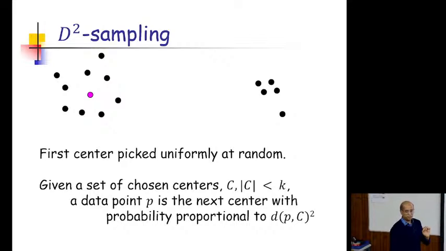So the probability that you pick a point as your next center is proportional to the distance squared from this point. Okay, so now after picking, you're likely to pick somebody from there. And the third one that you will pick will again be proportional to the distance from these 2 centers that you've already chosen, squared. So given a set of centers C, the next point P is chosen as a center with probability proportional to its distance to C, squared.